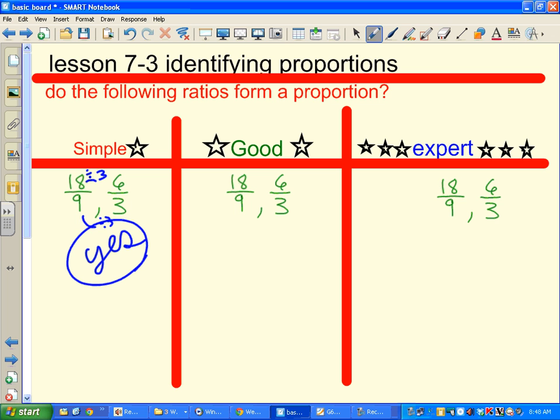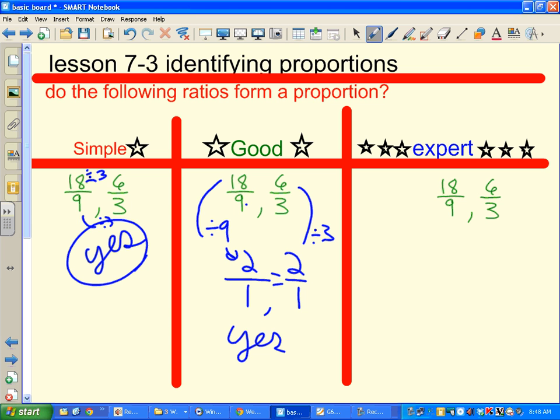Now, let's try the good way, simplification. Can I do 18 and 9 divided by something? Yes, I can. I can divide it by 9. I end up getting what? 18 divided by 9 gives me 2. 9 divided by 9 gives me 1. I get 2/1. Now, 6 and 6/3, can I divide that by something? Yeah, I can divide that by 3. 6 divided by 3 is 2, and 3 divided by 3 is 1. They are equal. So the answer in the good way is yes, they are equal.